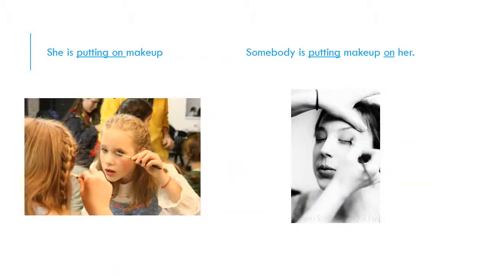Okay, so let's look at some illustrations. Here we see a girl, she is putting on makeup. We say she is putting on makeup, and we can understand that she is putting it on herself. In the other picture, somebody is putting makeup on the woman. So you can put makeup on yourself, or somebody can put it on you, like that.